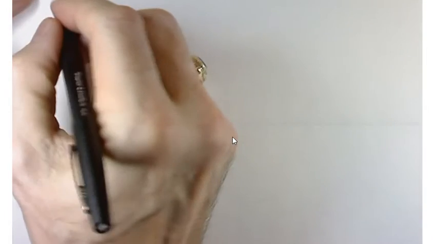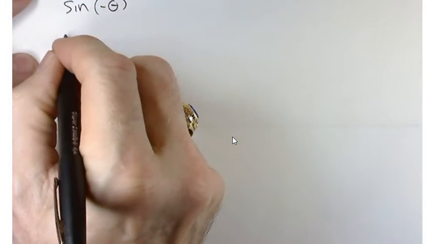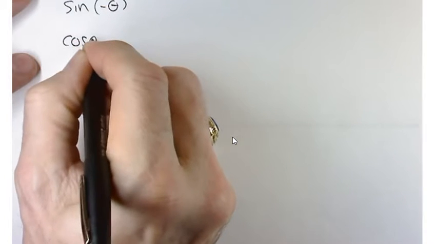And I'll give you kind of a quick reminder of something that we're going to use in the next section, and that is our even-odd identities. Sine of theta and cosine of theta. Actually, sine of negative theta and cosine of negative theta.